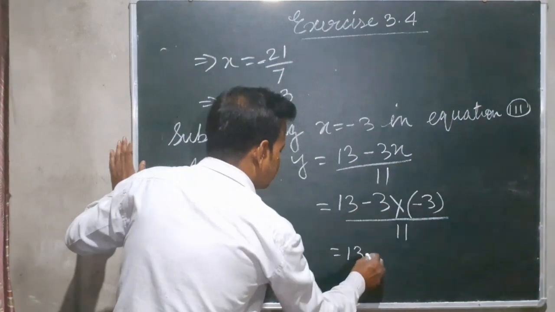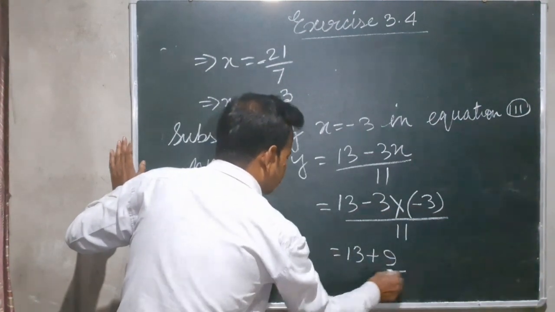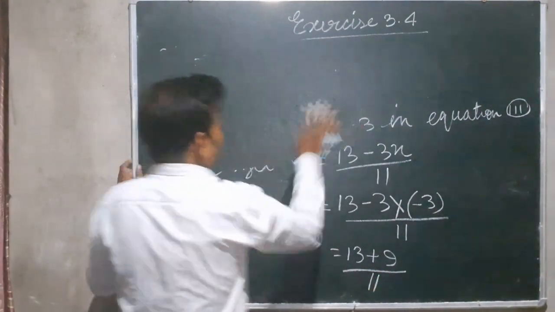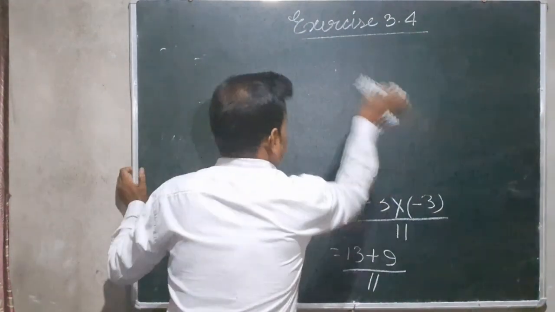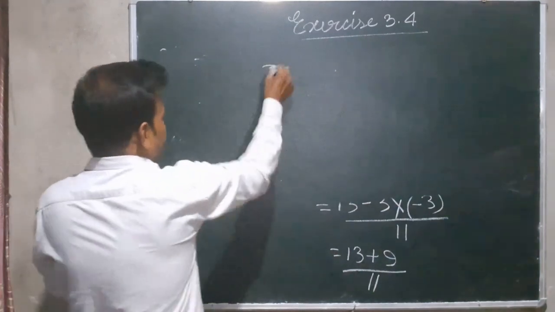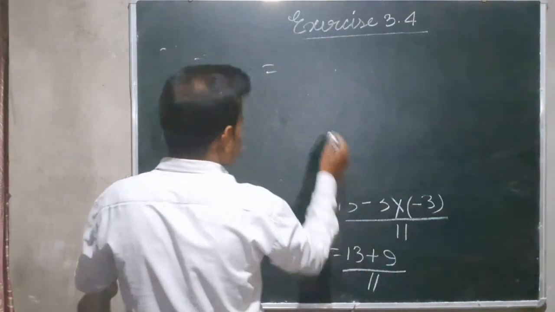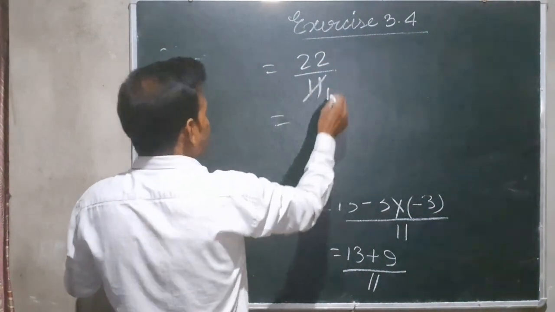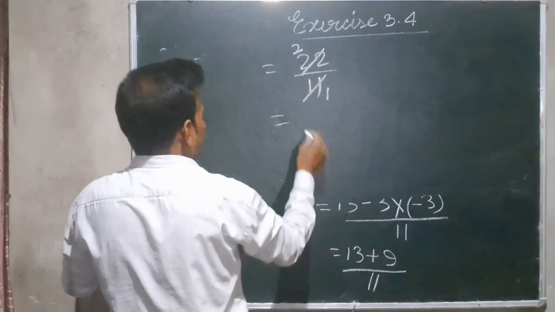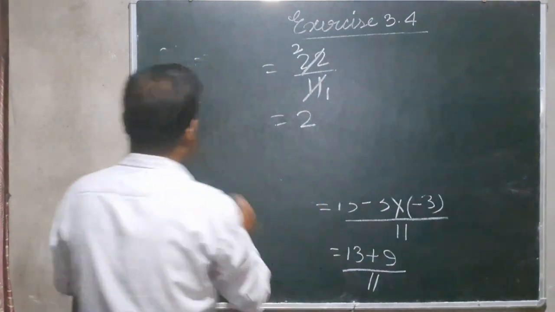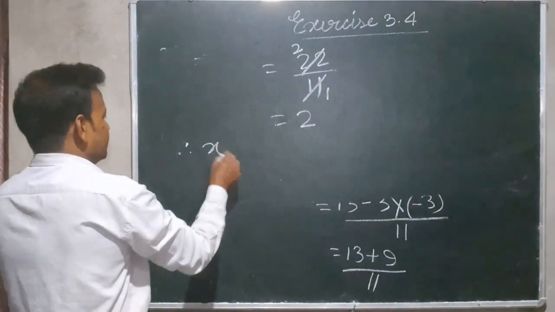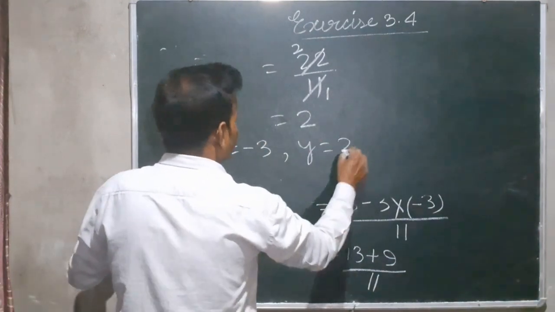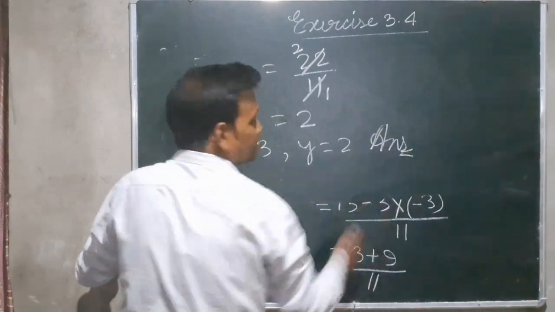13 minus minus is plus, 3 threes are 9, by 11. Okay, 13 and 9 make 22 by 11. 11 goes in 11 one time. 11 goes in 22 two times. Equals 2. Therefore, x equals minus 3, y equals 2. This is the answer. Okay.